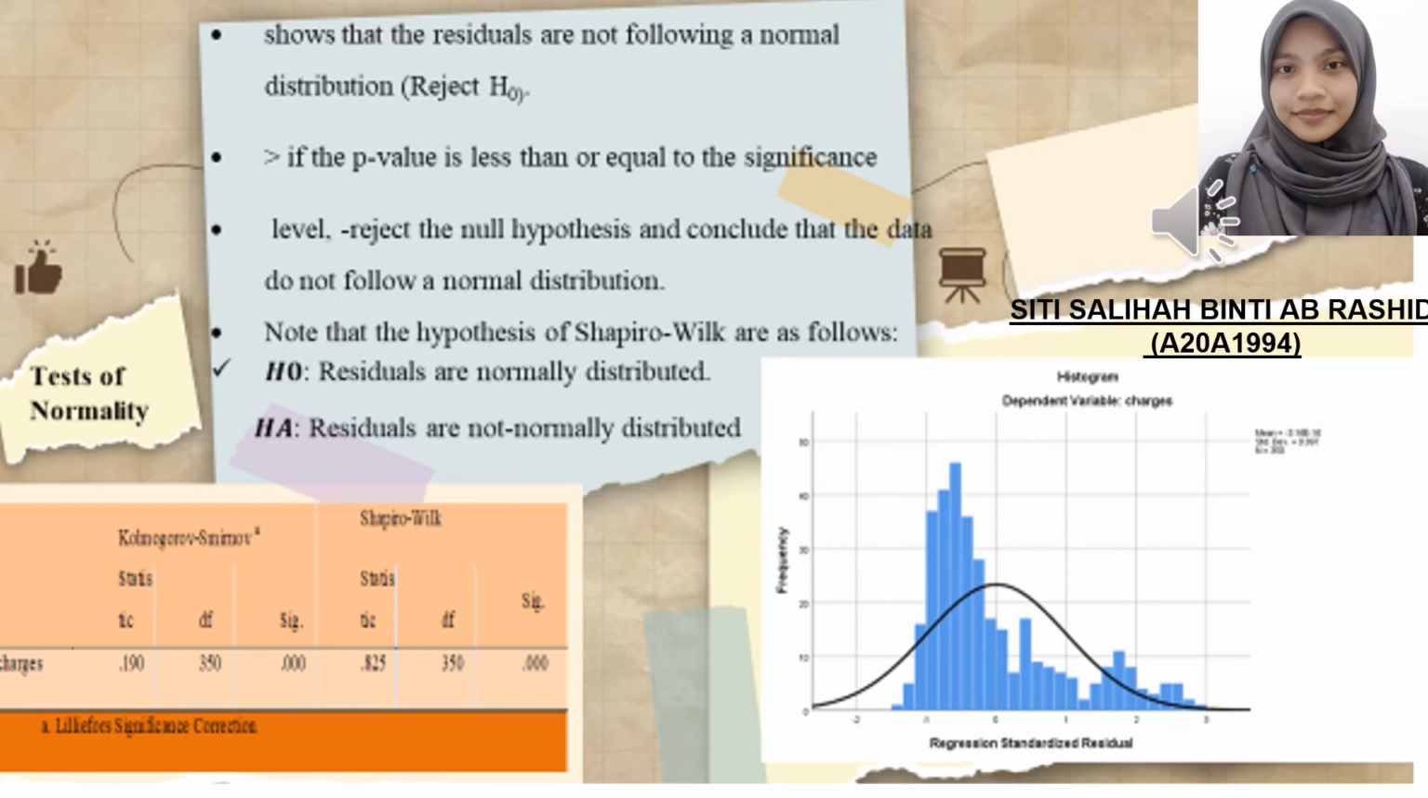Next is the test of normality. The histogram of the regression standardized residual shows that the residuals do not follow a normal distribution. We can reject H0. This is because if the p-value is less than or equal to the significance level, the decision is to reject the null hypothesis and conclude that the data do not follow a normal distribution. Note that the hypotheses of Shapiro-Wilk are as follows: H0, the residuals are normally distributed, and HA, the residuals are not normally distributed.